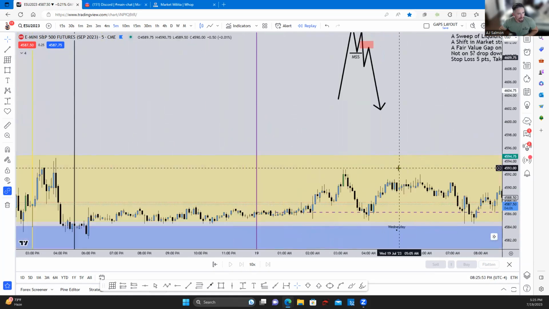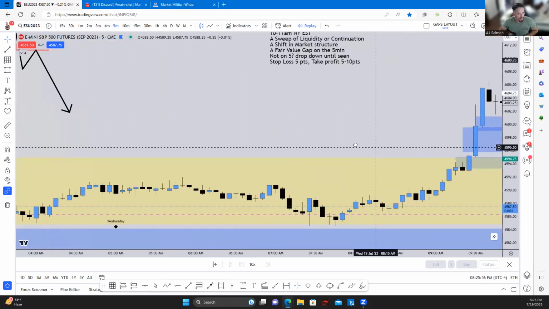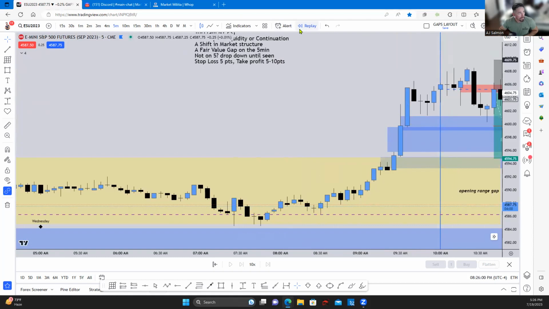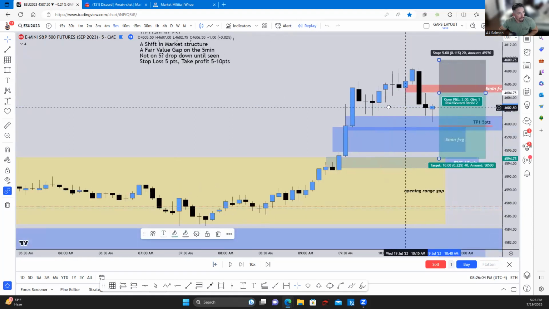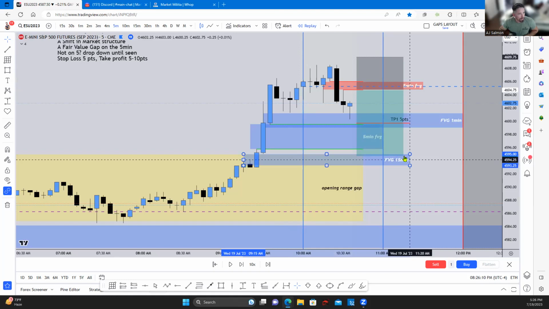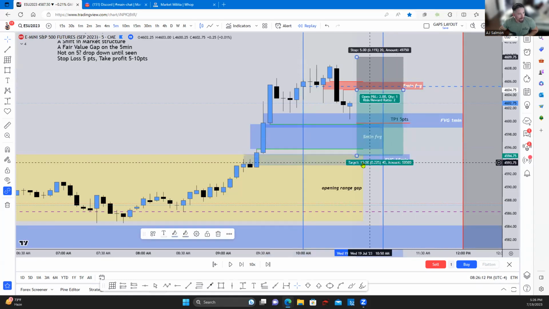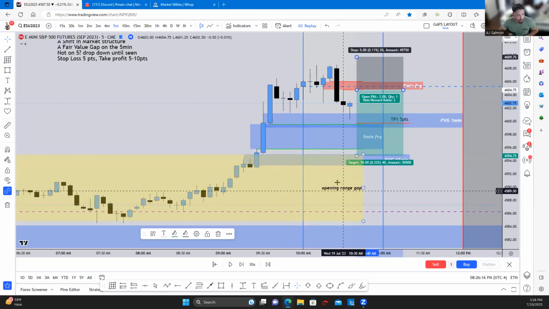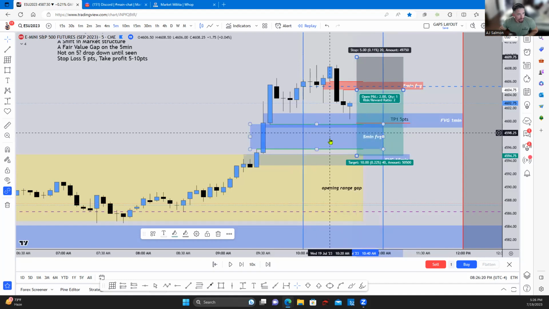Well, now you guys have seen it a couple times. Okay. So on the 15-minute, we also have this 15-minute fair value gap on the higher time frame. So this lines up, the 15-minute fair value gap as a draw on liquidity and the opening range as a draw on liquidity. Okay.